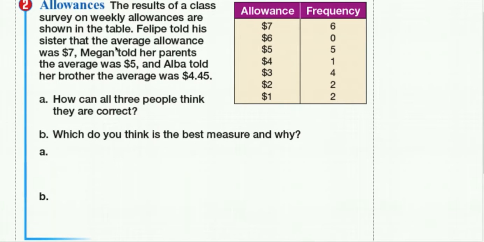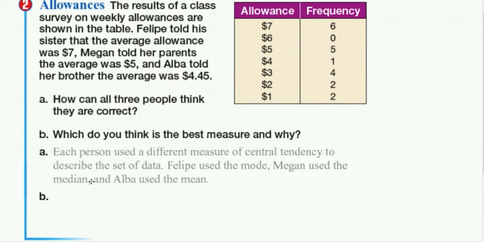Actually, all three people are correct, simply because of what they used as a measure of central tendency. Let's look at letter A. Each person used a different measure of central tendency to describe a set of data. Felipe used the mode. So Felipe used the number that occurred most often, and that's why he said 7. If you look at the mode, 7 occurs the most.